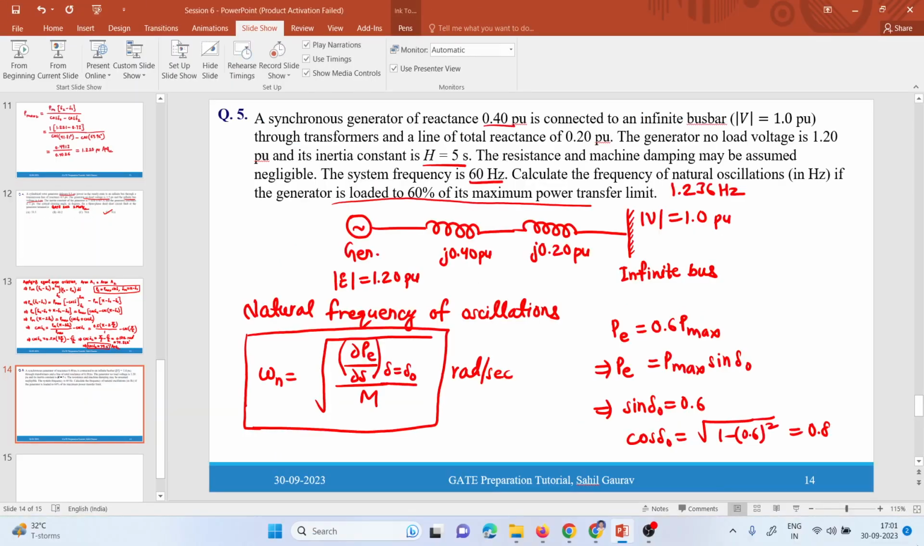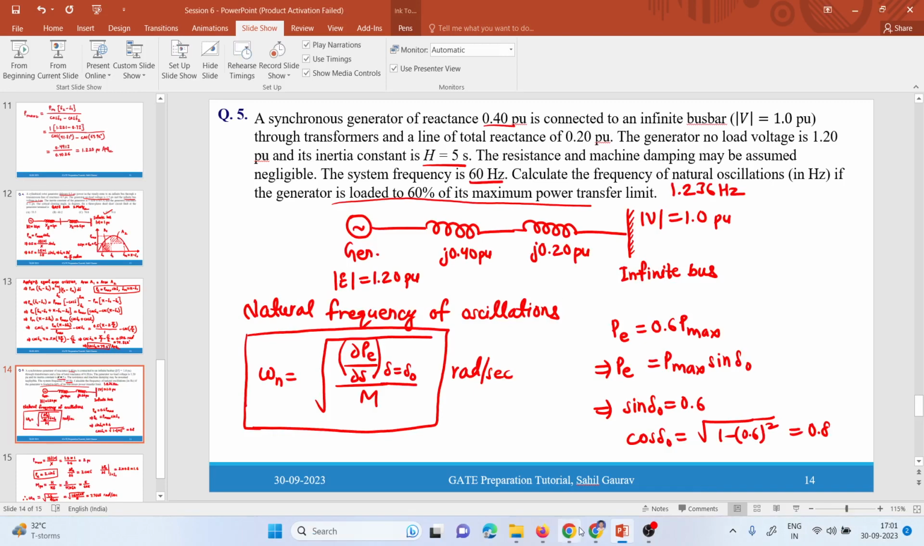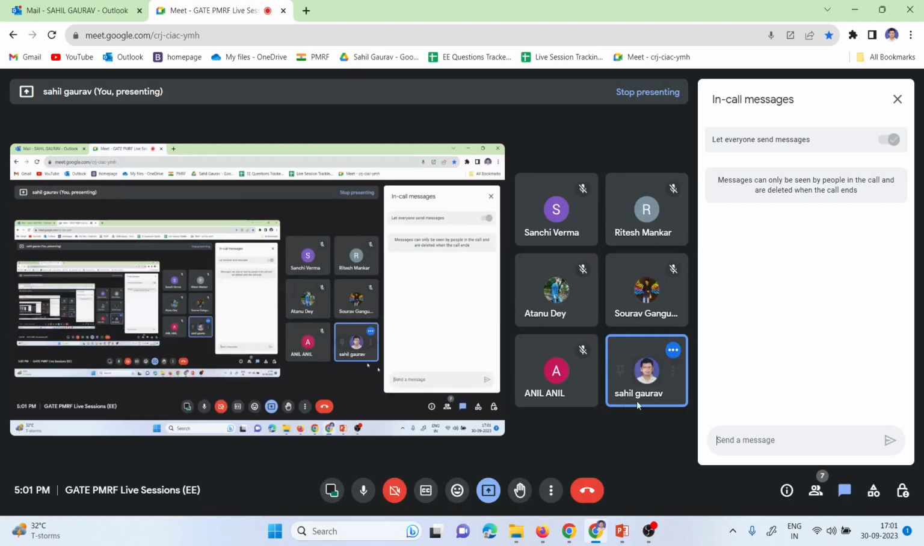So is there any doubt till here? Sanchi, Ritesh, Antanu, Saurabh, Anil. No, sir, everything is clear.